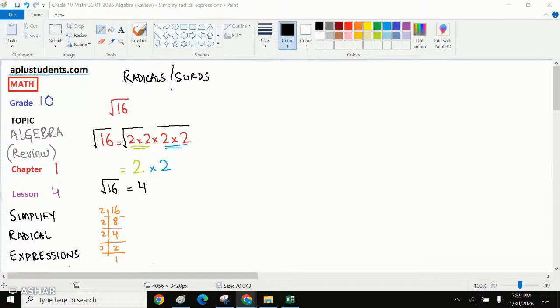But what if we need to find a square root of a radical of 18? Let's try to find the prime factors. The prime factors for 18 would be: 18 can be divided by 2. This becomes a 9. The 9 cannot be divided by 2, but it can be divided by 3. 3 and 3 divided by 1. So can we say 18 should be equal to 2 multiplied by 3 multiplied by 3.